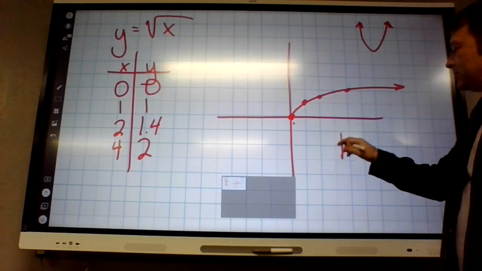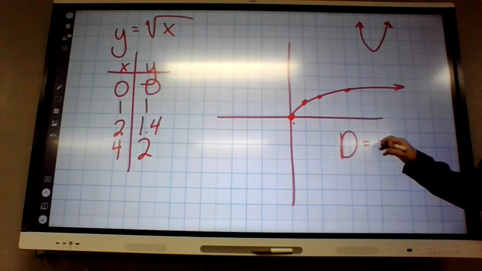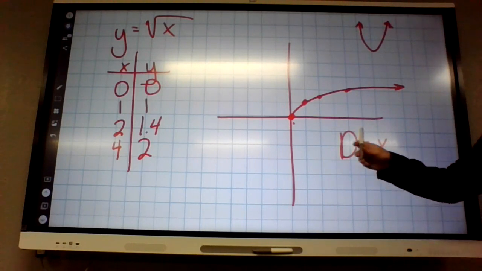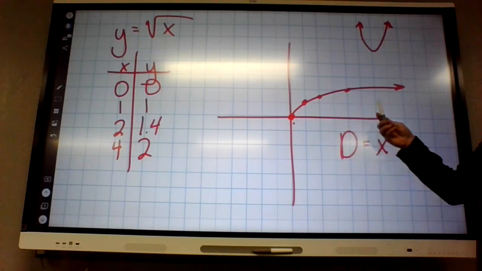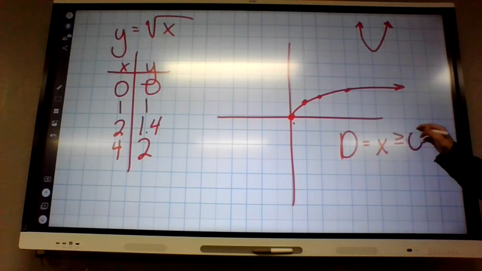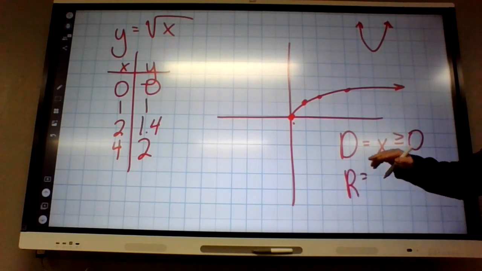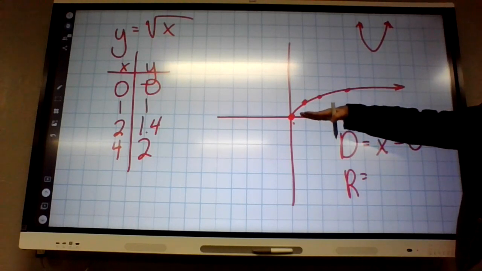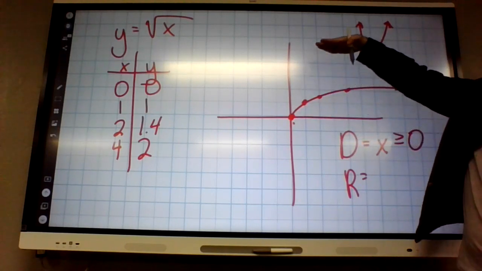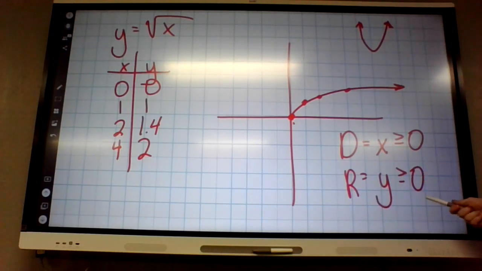Do you guys know what the domain for this function is? What x values are being used? Yeah, 0 and above, so greater than or equal to 0. How about the range? What y values are being used? Same thing. The lowest y value is 0, and everything above that will be hit. So it's the same on this one.